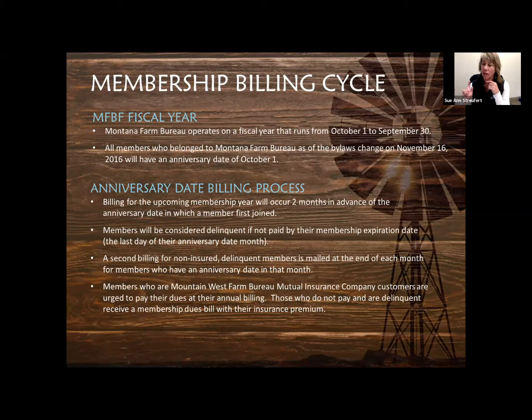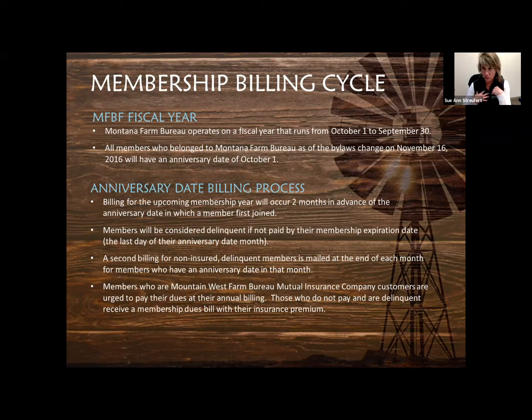Okay. So if I have not renewed by April 30th and I don't have insurance, a second notice will come out of this office to those members. If I do have insurance and I have not paid, that's what this last bullet is: members who have a Mountain West Mutual Insurance Company policy are urged to pay with their dues. So if you are talking to your members, we really want members paying with the Federation membership dues.